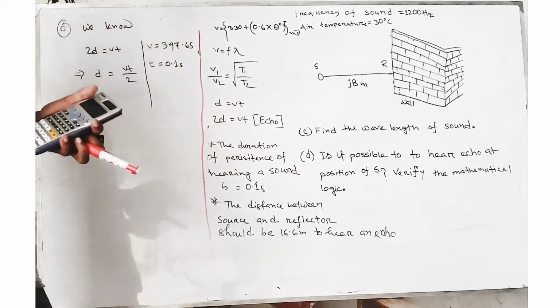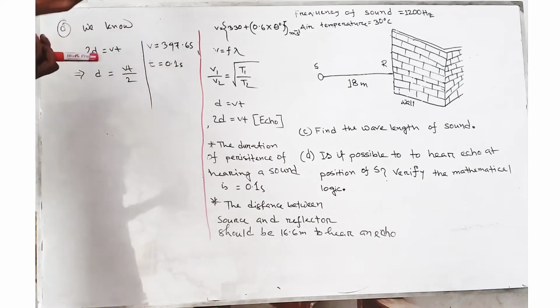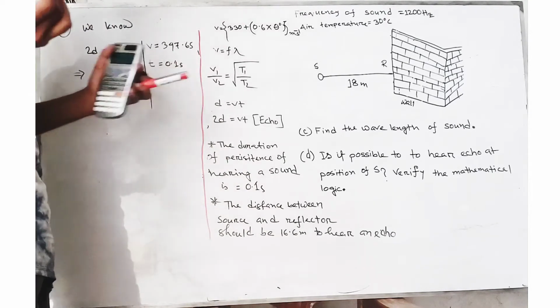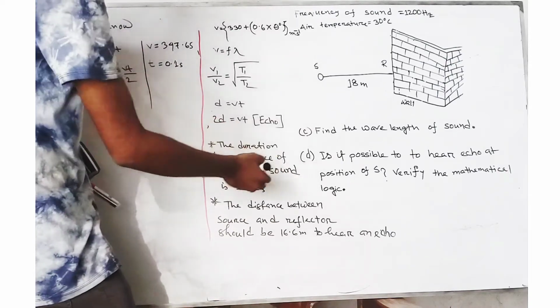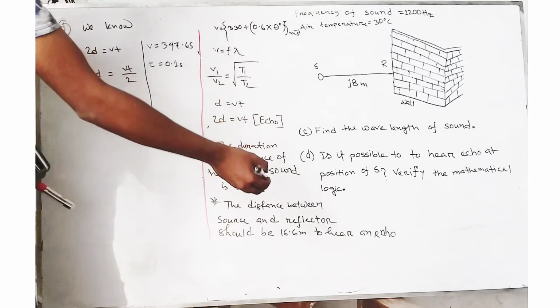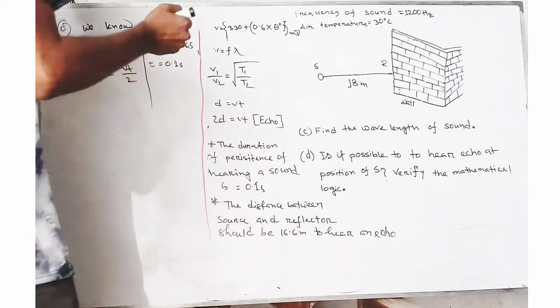I think you have a question about this value. You are asking yourself where I got this. Let me clarify. The duration of persistence of hearing a sound is 0.1 second, so we can utilize this. Clear?